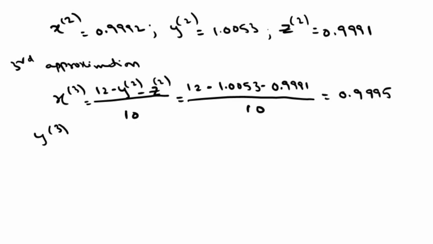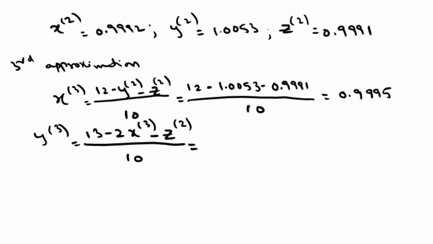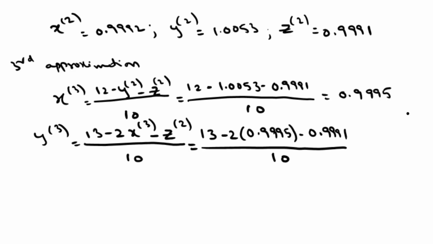Y of the third approximation is 13 minus 2 x of the third approximation minus z of the second approximation, divided by 10, equals 13 minus 2 into 0.9995 minus 0.9991, divided by 10, equals 1.0001.